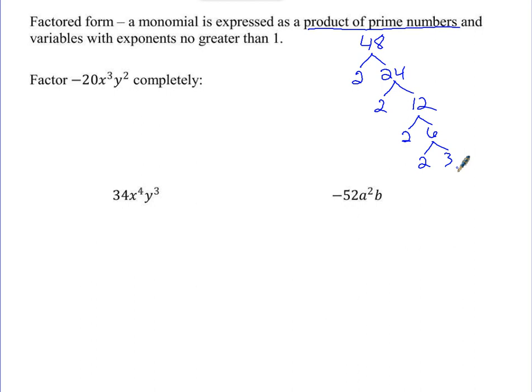So the answer for 48 would be 2 times 2 times 2 times 2 times 3. I just read them right off here. Because 2 times 24 is 48. But 24 turns into 2 times 12. So it'll be 2 times 2 times 12. But 12 turns into 2 times 6. So that's 2 times 2 times 2 times 6. But 6 turns into 2 times 3. So it's 2 times 2 times 2 times 2 times 3. 2 times 2 times 2 times 2 times 3 is 48.